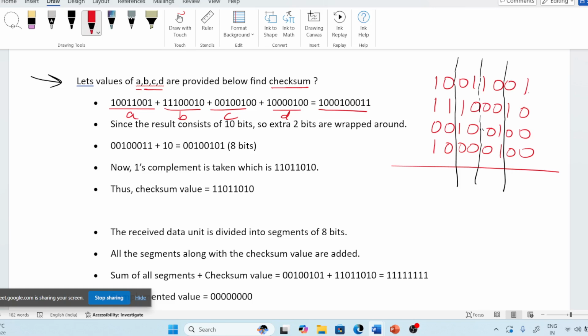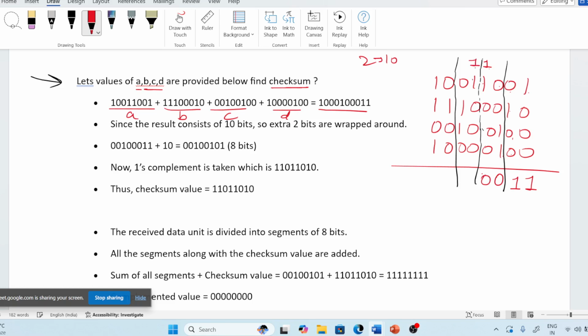सो 1 + 000, ये क्या बनेगा, 1. 0 + 1 + 0 + 0, ये क्या बनेगा, 1. 0 + 0 + 1 + 1, 1 + 1 क्या बनेगा, 2. 0 एंड 1 हो गया मेरा कैरी. 1 + 1, 2. So how I can write 2? 2 I can write 10. So 1 will be the number and 1 will be the carry.